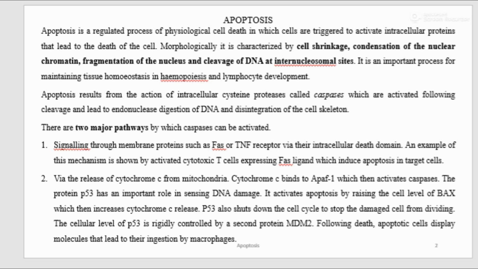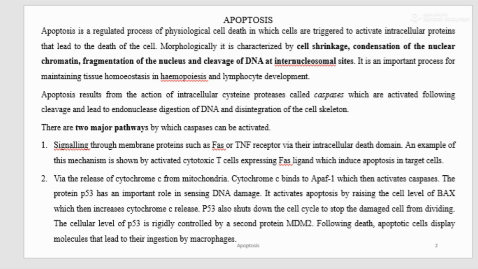The second method is via the cytochrome release from the mitochondria. As you know, cytochrome C is the main enzyme system in the mitochondria for the production of energy, and when cytochrome C leaves the mitochondria, then the mitochondria become non-functional, the cell gets deprived of energy and eventually dies. The cytochrome C which is released from the mitochondria binds to APAF1, which then activates the caspases. It means there are two methods for caspase activation. One is by the FAS or the TNF receptor method, and the other is by the cytochrome release method.